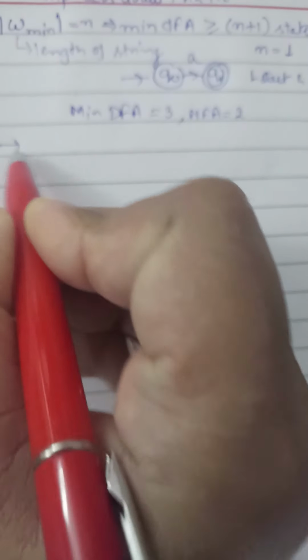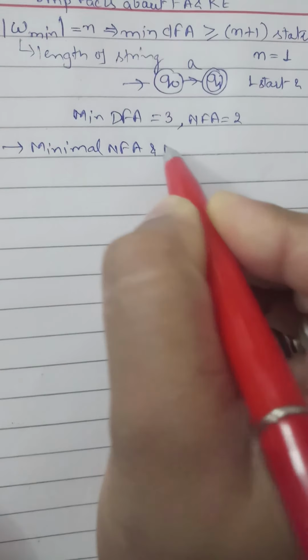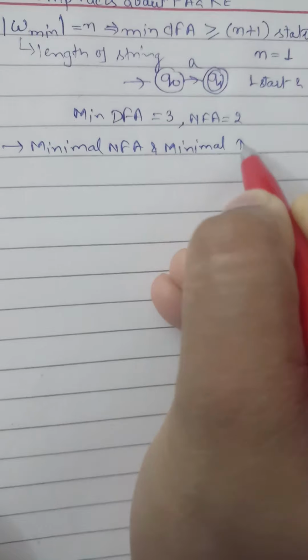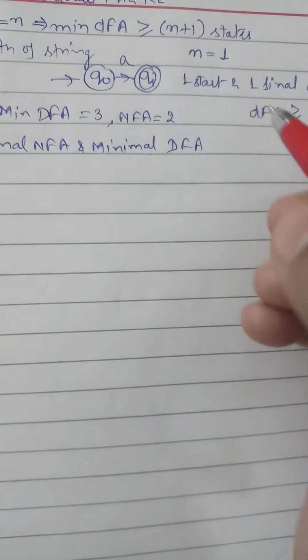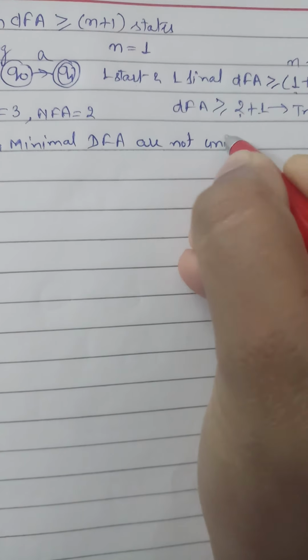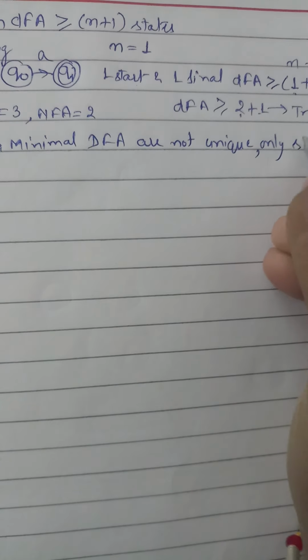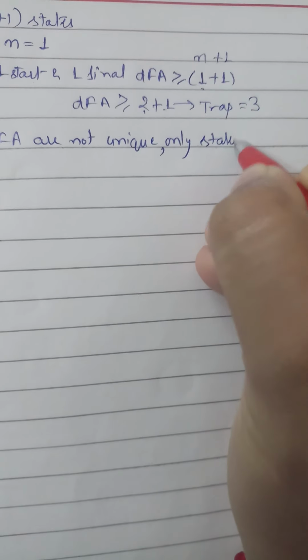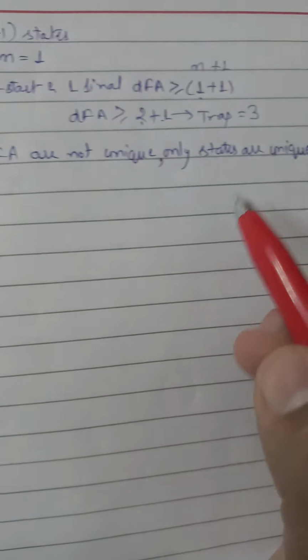So we can say minimal NFA and minimal DFA are not unique, but only states are unique.